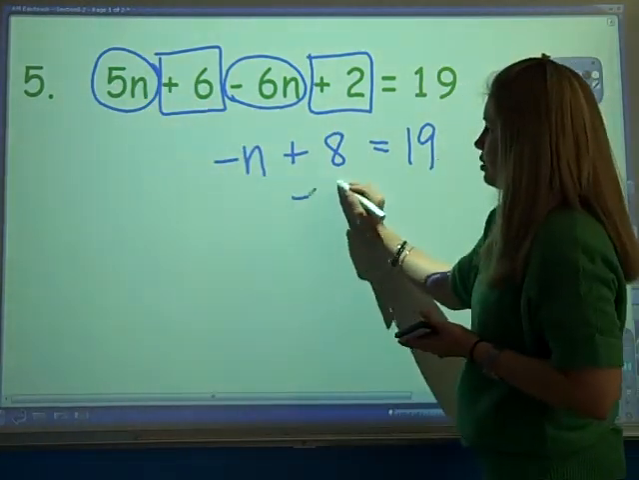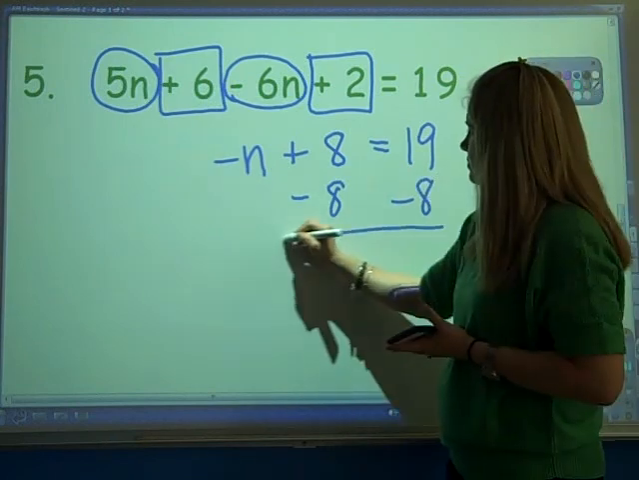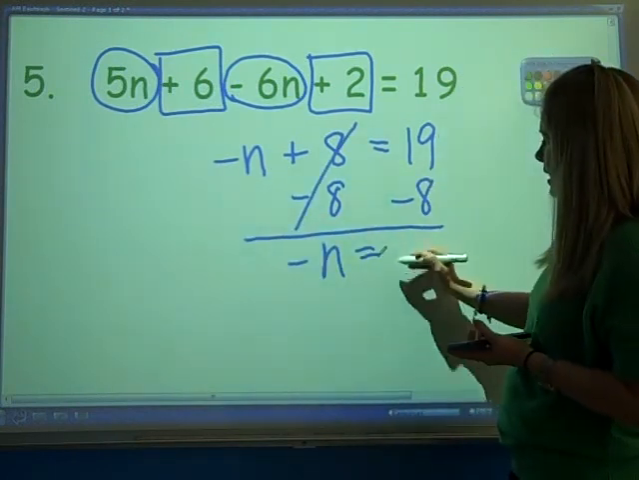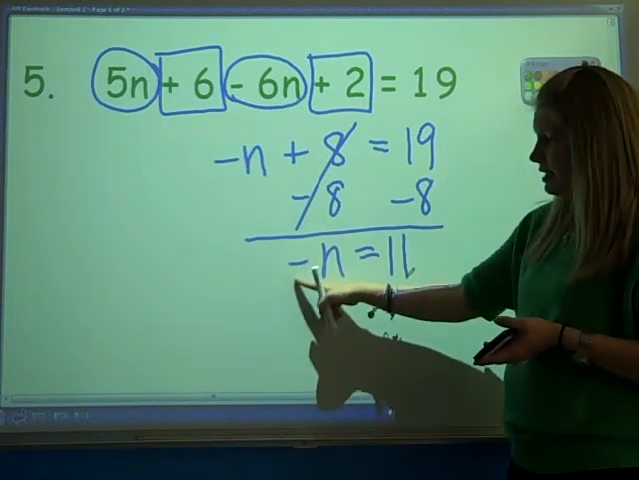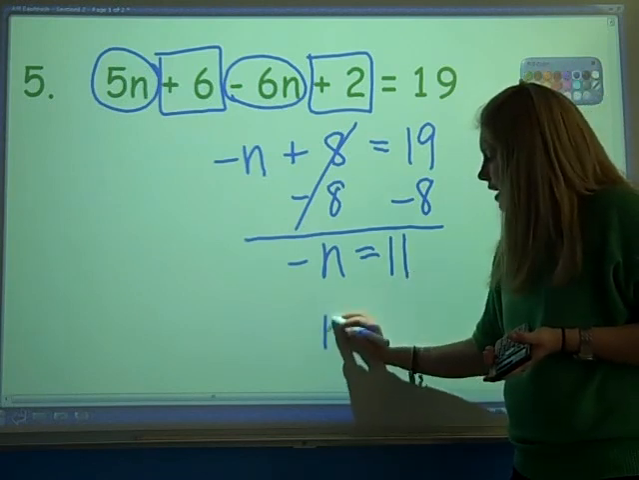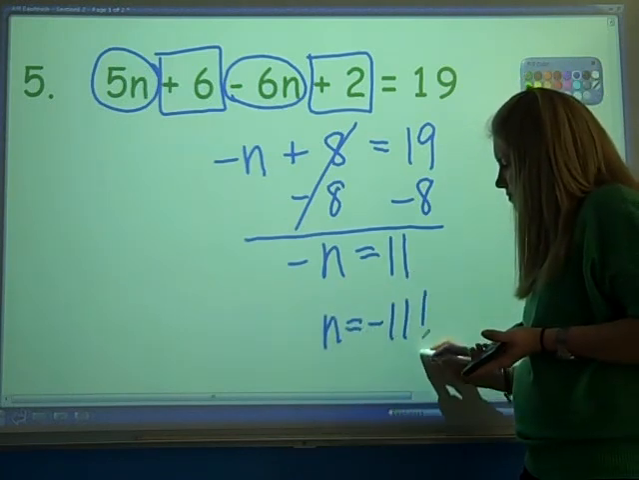Now solve. Subtract 8 to both sides. Negative n equals 19 minus 8 is 11. This is similar to what we were just doing. Opposite of n equals 11. So n equals negative 11.